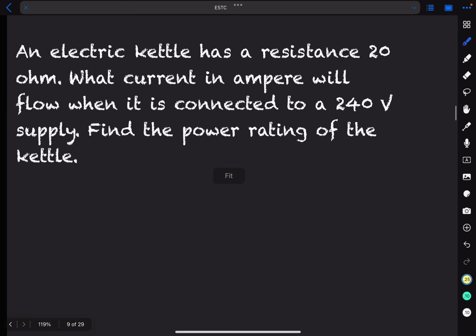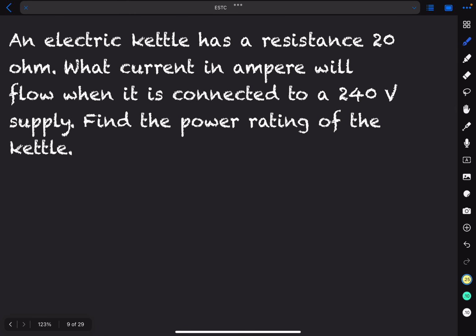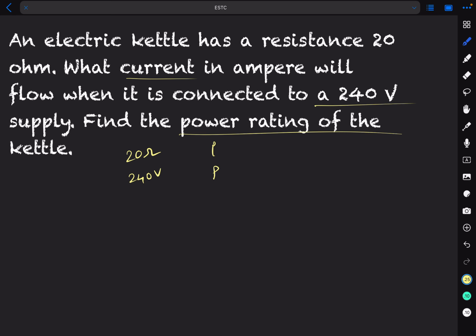Fine. Next question. An electric kettle has a resistance 20 ohm. What current in ampere will flow when it is connected to a 240 volt supply, and find the power rating of the kettle. We are supposed to find two things. One is current, other one is power.